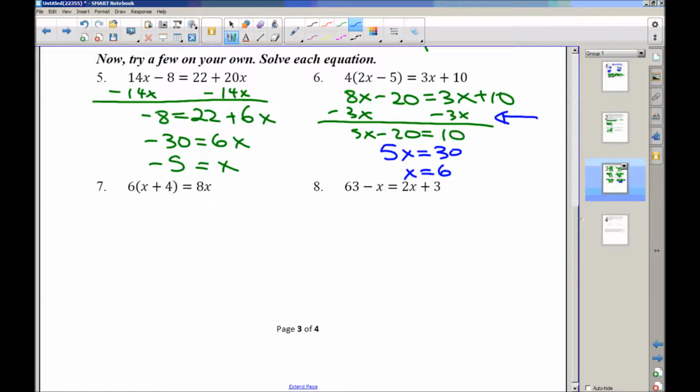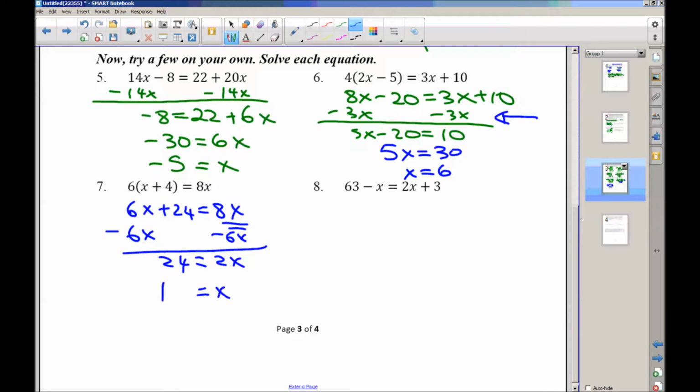Same thing as before, you could have done minus 8x on both sides. You should end up with the same answer again. All right, number 7, I've got 6x plus 24 equals 8x. Notice on the right side I have only x's, so I'm going to do the minus 6x. So I end up with a 1 equation. Then I'll divide both sides by 2 and get 12.